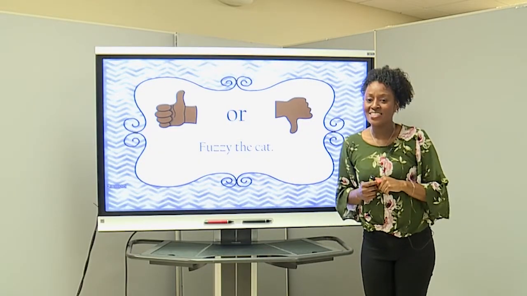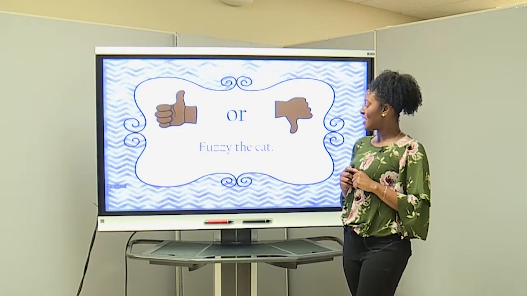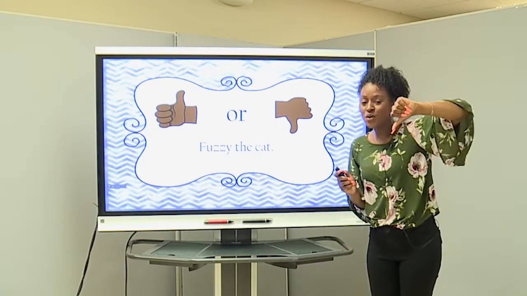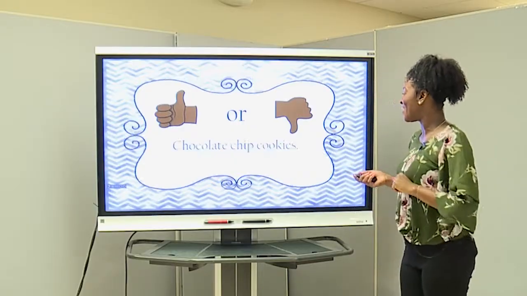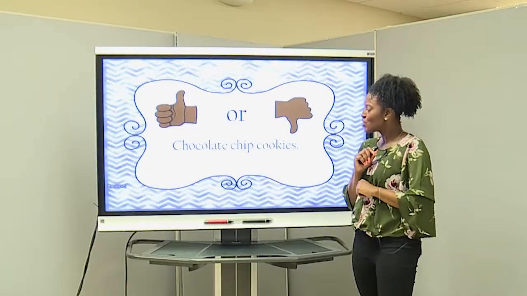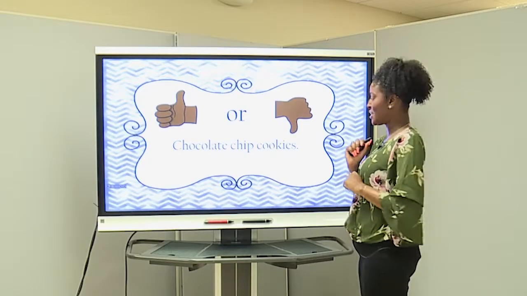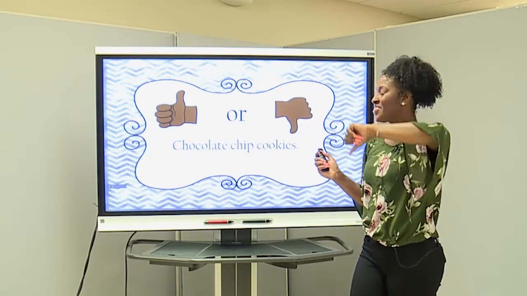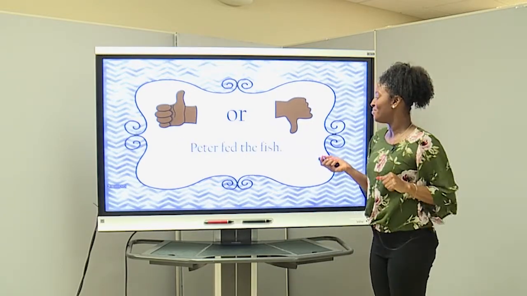Fuzzy the cat. Did you say this wasn't a sentence? Good job. Chocolate chip cookies. Sentence or fragment? This one is a fragment.